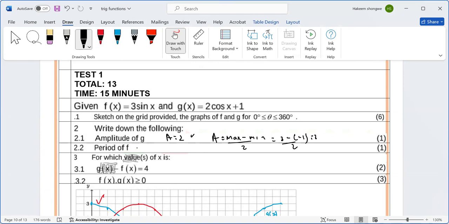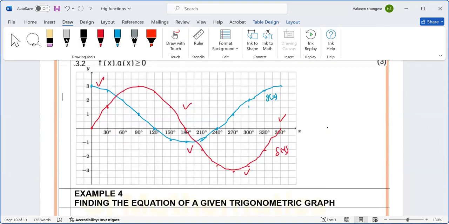Okay, let's go to the period. What is going to be the period? What is your period? It's 360. The period of f is equal to 360. So the period of g is going to be equal to 360. We give you another mark. Now, when we go to the last question, we're interpreting.